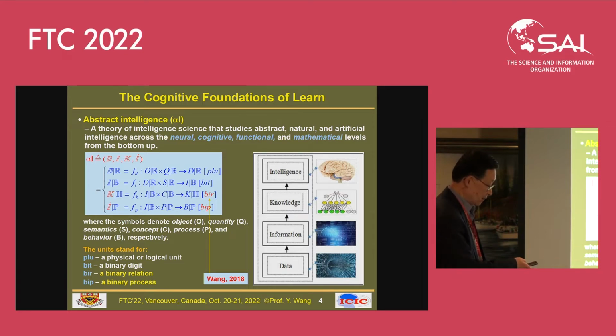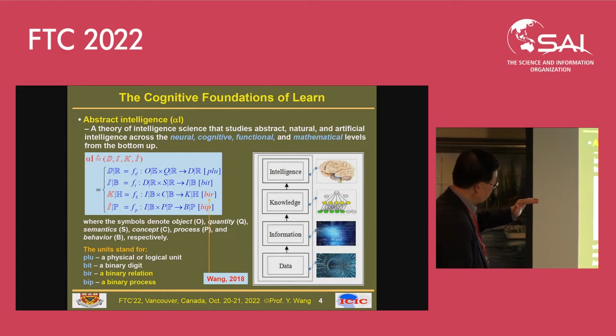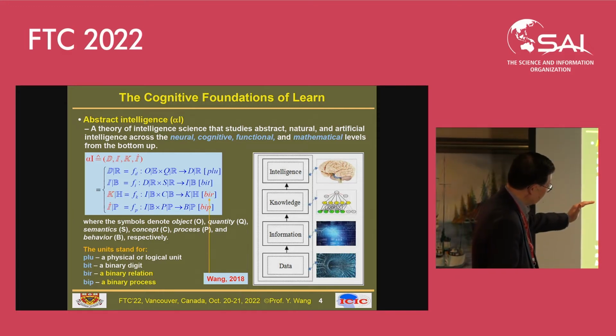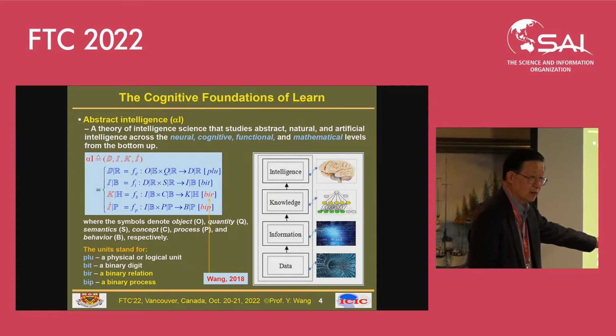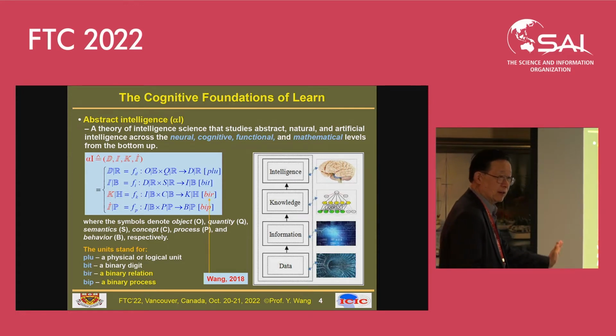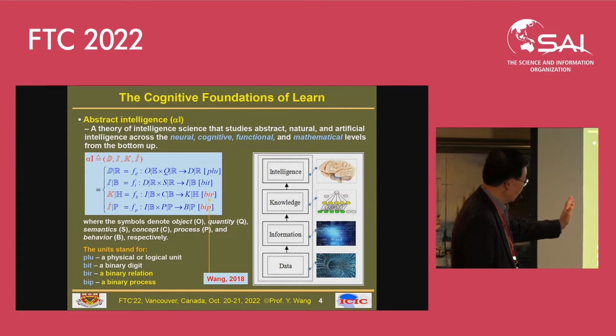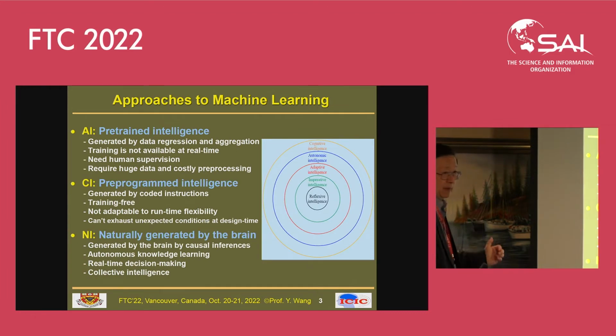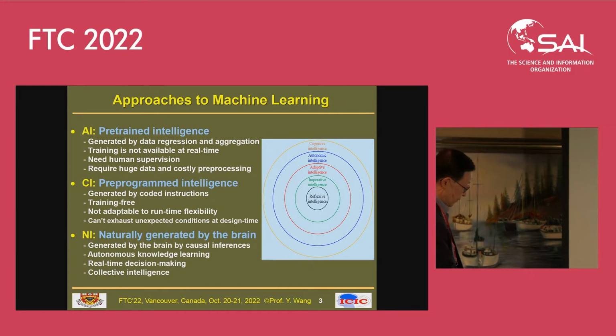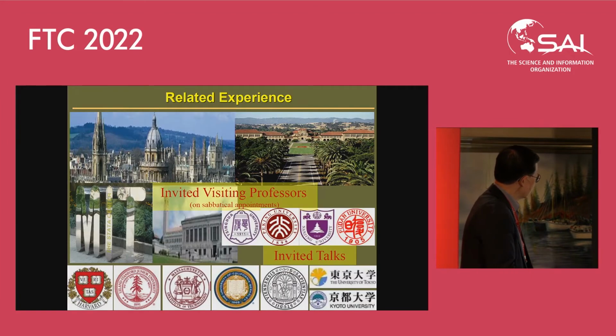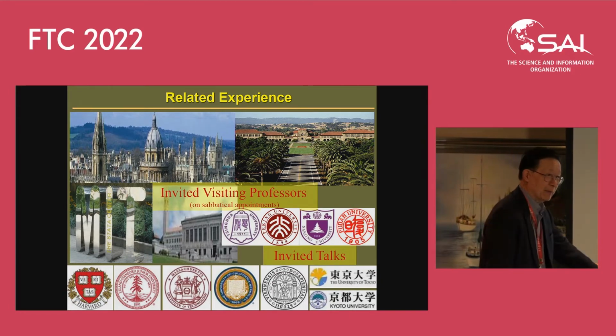So this is all the things we understand so far about how the brain processes things from the bottom up. You see the intelligence level is much higher than the level of data. We can't directly move from data to intelligence. This is the basic finding. And based on that, this is my background.